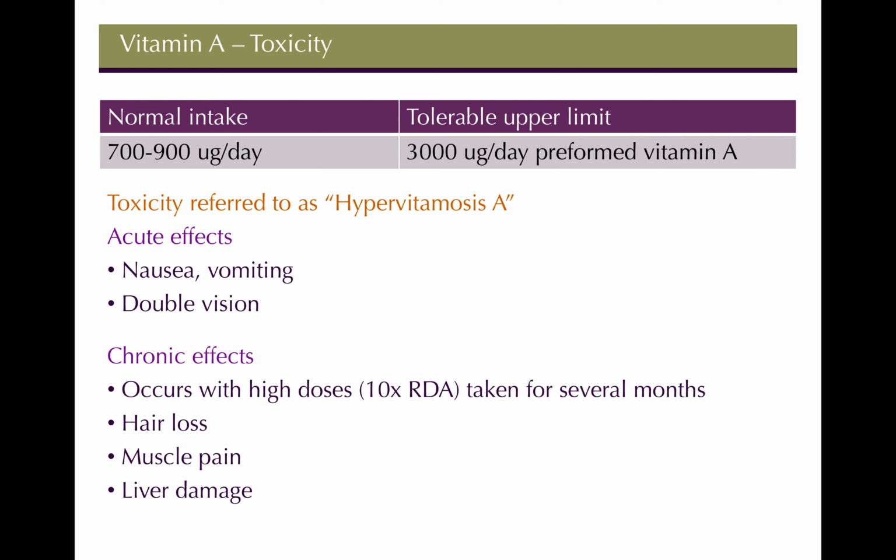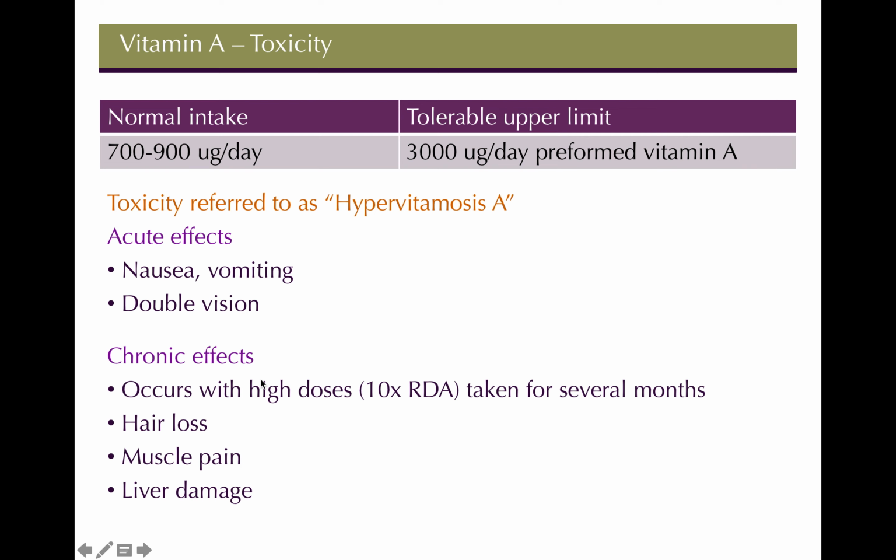In terms of toxicity, you'll notice that the TUL is set quite a bit lower than what we saw for the water-soluble vitamins. So you have a normal intake of 700 to 900. So the TUL is at 3,000. So it's only maybe 4 times as much as what we're taking in before. And the name for the toxicity of vitamin A is hypervitaminosis A. And different things occur. So if you do acute toxicity, so if you take in tons of supplements all at once, you'll get typical effects. So nausea, vomiting, double vision, but your body will just try to get rid of it. So that's obviously where the vomiting comes from.